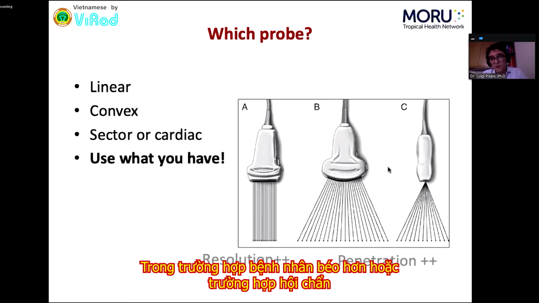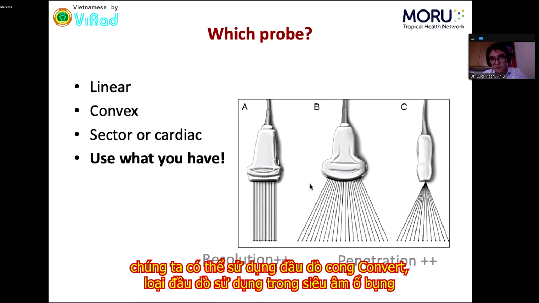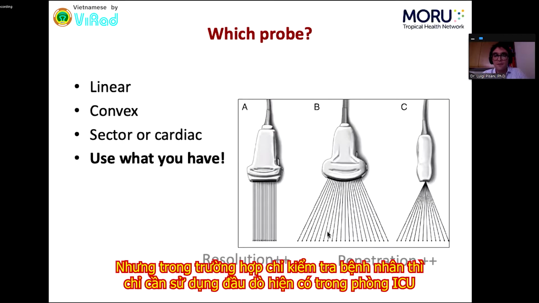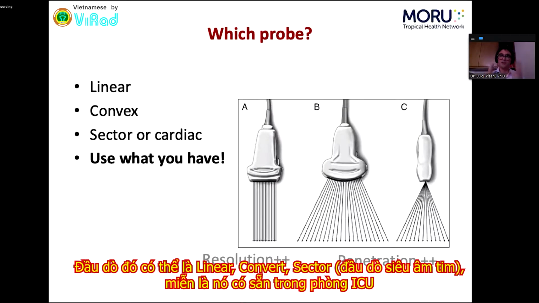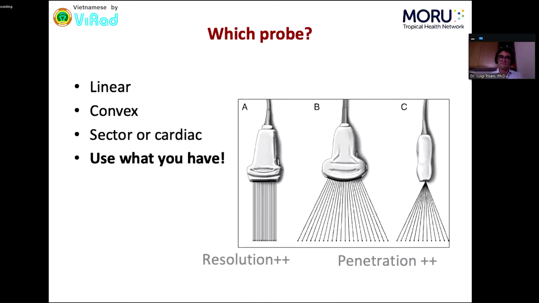But for more obese patients or to look for consolidations, we may use the convex abdominal probe. But in summary, just use the probe that you have in your ICU. It can be linear, it can be convex, it can be sector. Just use the probe that you have.